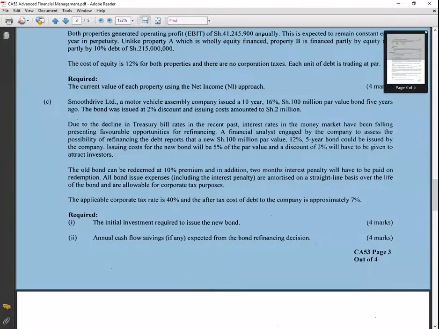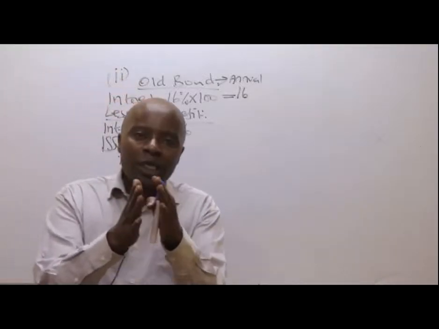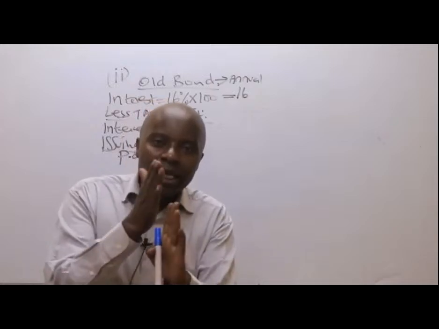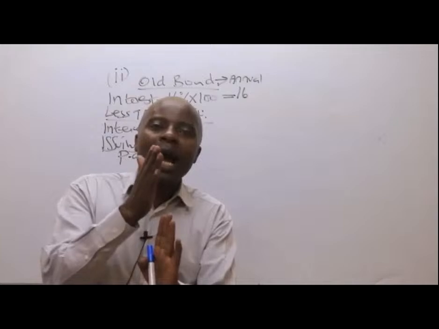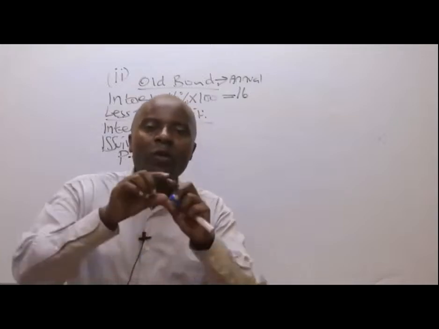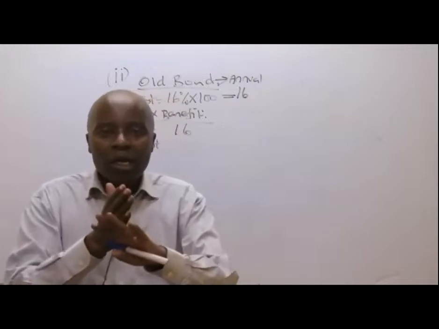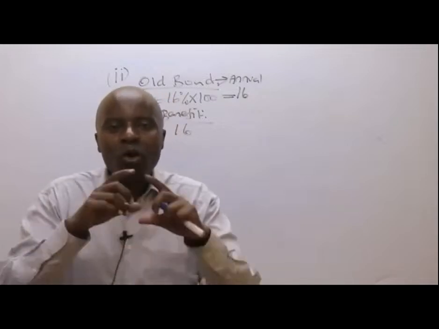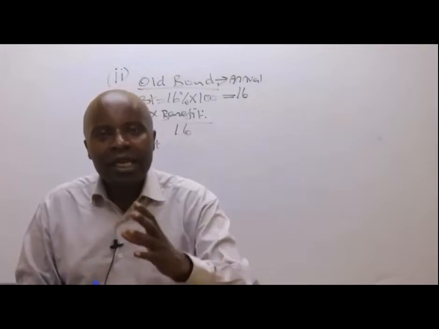Now, ladies and gentlemen, listen to me very well. The 2 million issuing costs and the discounting costs are amortized evenly over the useful life of the bond. So the 2 million is supposed to be spread over the useful life. And the useful life happens to be how many years? Happens to be 10 years.